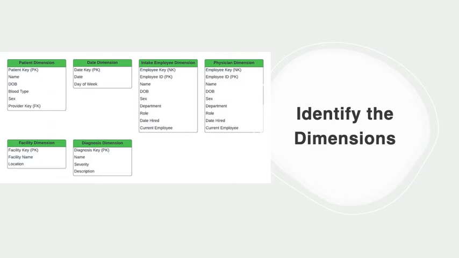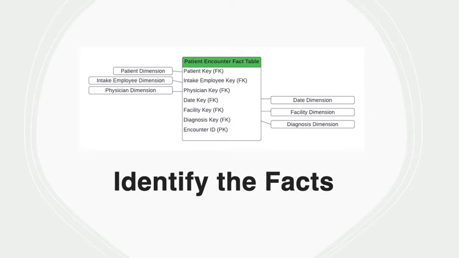From there, we then are able to identify our fact table. Here we see that we have our patient key, intake employee key, physician, date, facility, diagnosis, and then an encounter ID.